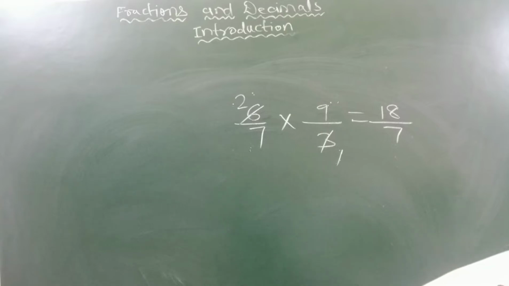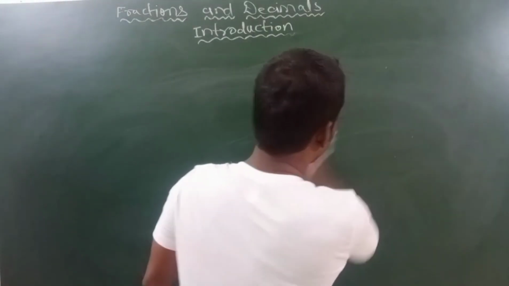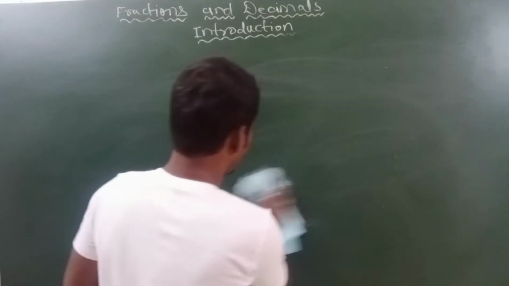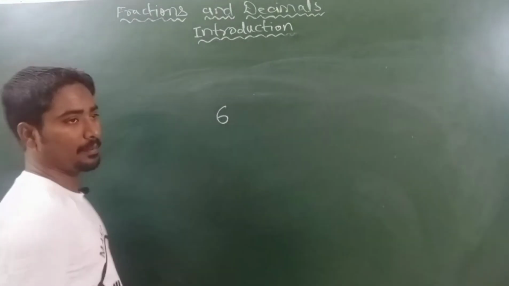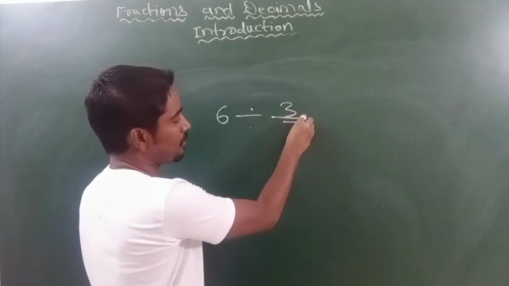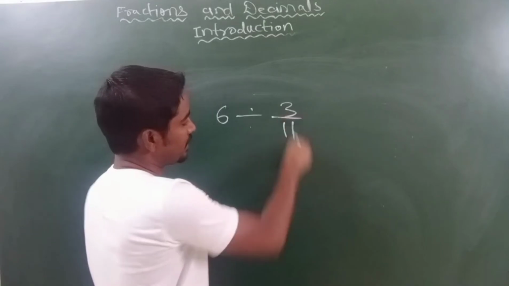Now moving to the next topic, students. Here we have division of a whole number by fraction. Now what happens when we have to divide a whole number by fraction? Suppose this is the whole number. Now I have to divide this whole number by any fraction, 3 upon 11, consider any one.